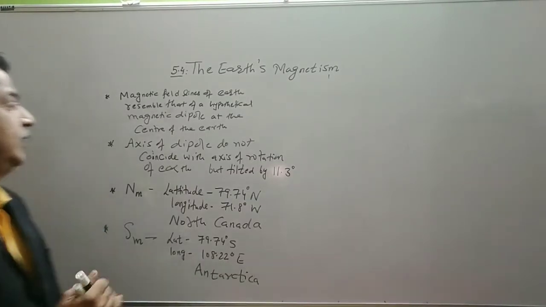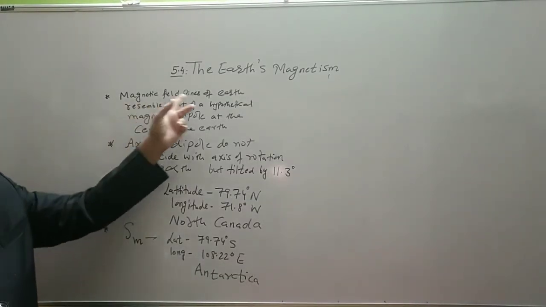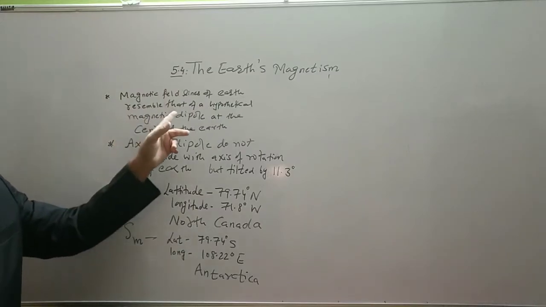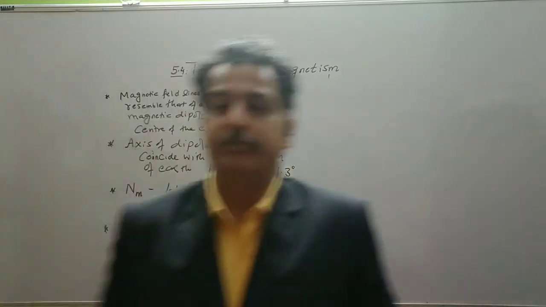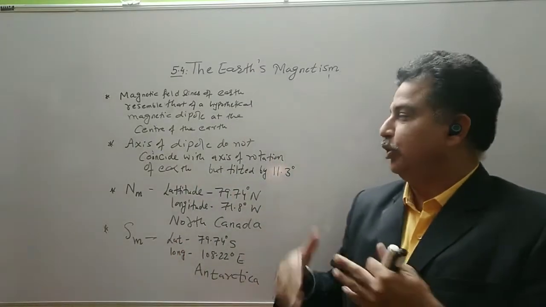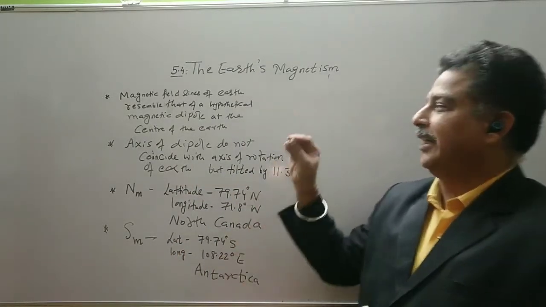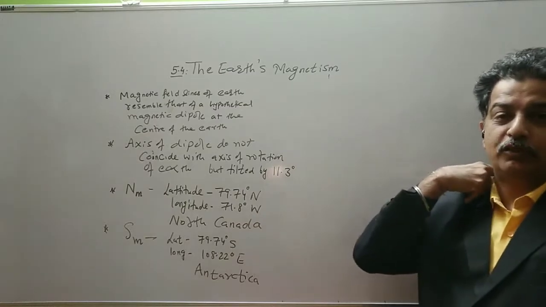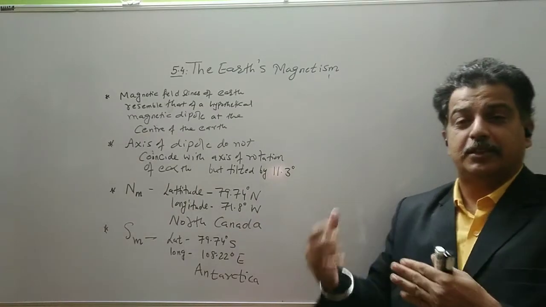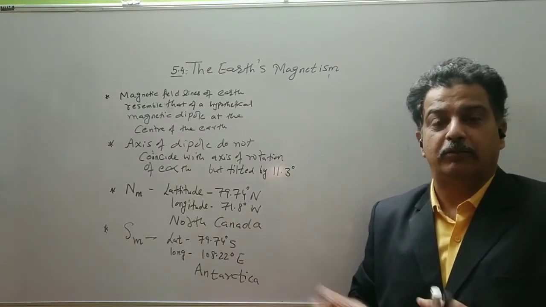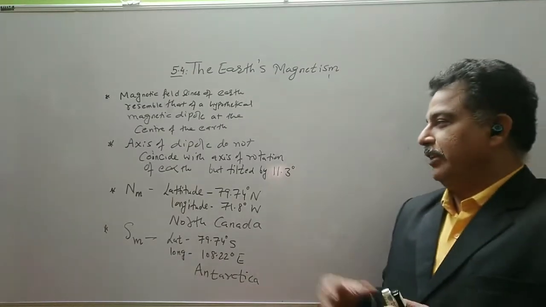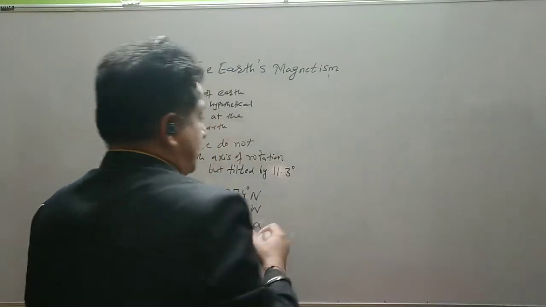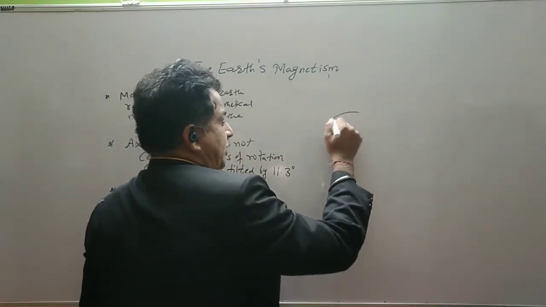Now let us see that the magnetic field lines of earth resemble that of a hypothetical magnetic dipole at the center of the earth. So we assume, hypothetically, not true, that there is some magnetic dipole at the center of the earth. So if we consider that there is a magnetic dipole, it will have a north and a south pole. Now let us see first about the earth.